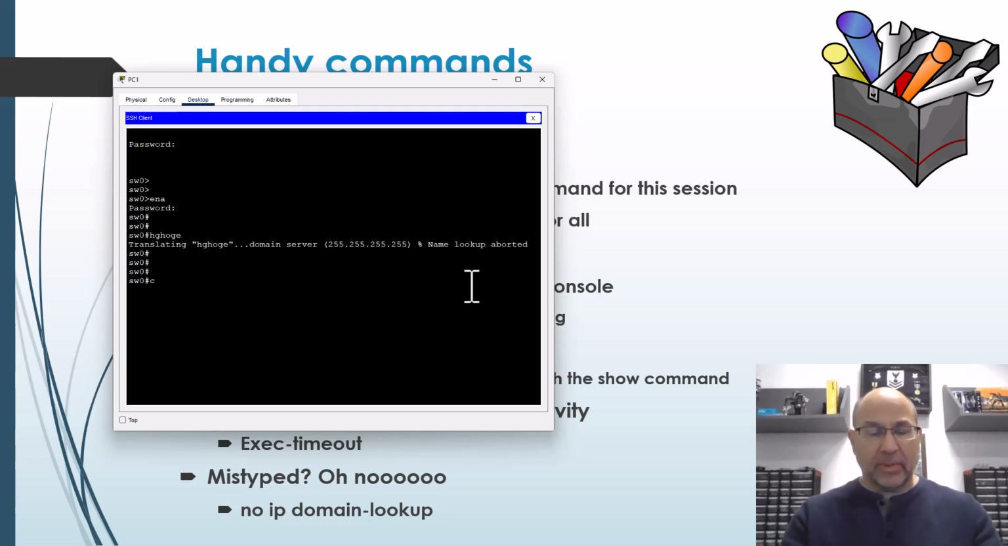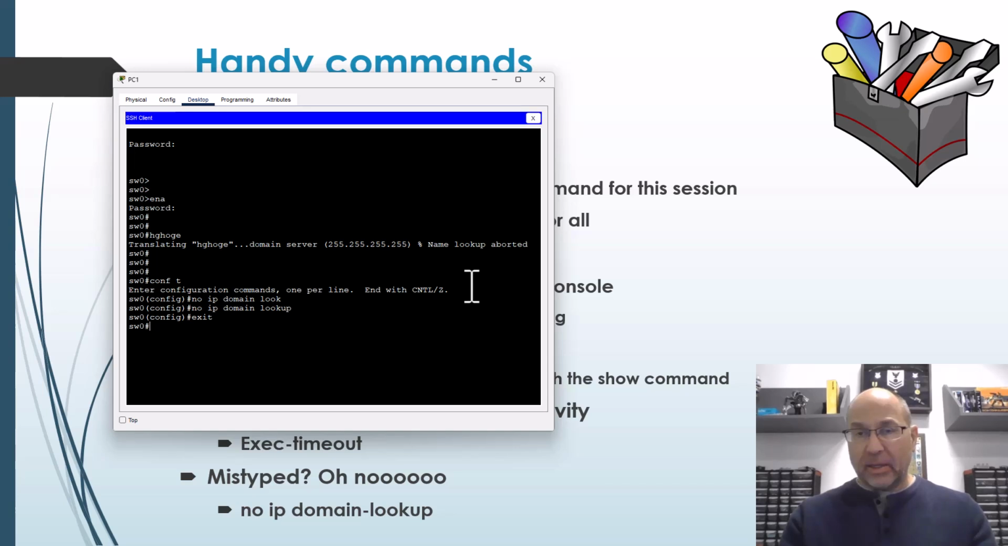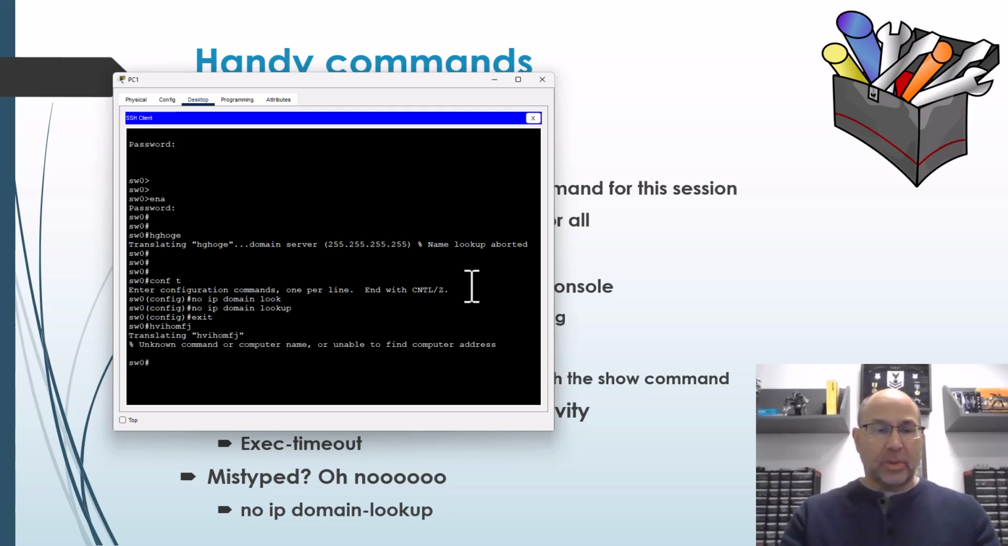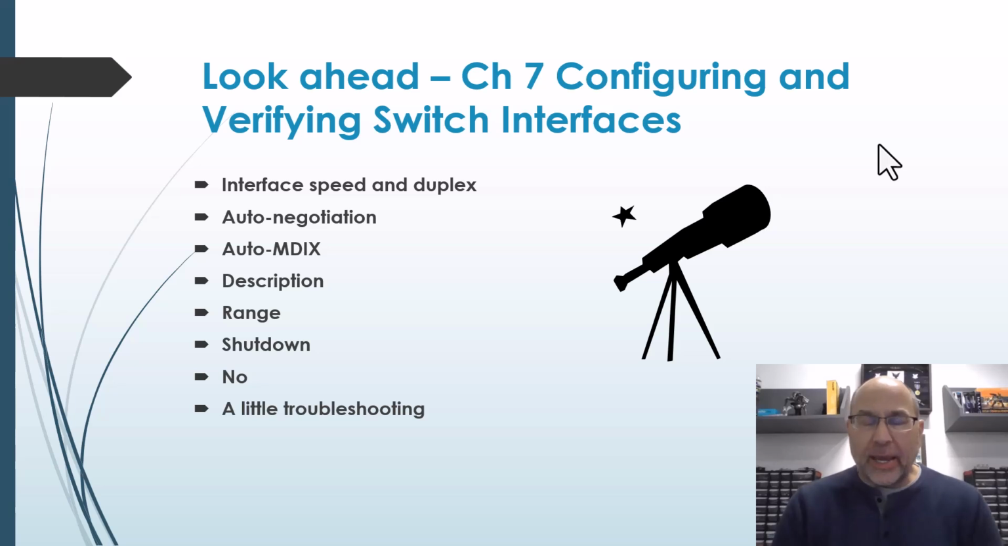So what I'm going to do is I'm going to say no ip domain-lookup. Okay, and now if I make an oops, right, it doesn't actually do that at all. There's no long delay. So that's a really handy one to remember. It drives me crazy when you do this, and for some reason your escape sequence isn't working. Well, there you go. Our look ahead to Chapter 7, Configuring and Verifying Switch Interfaces.